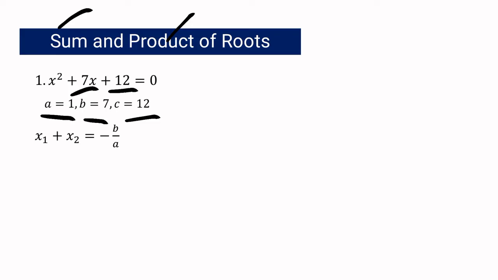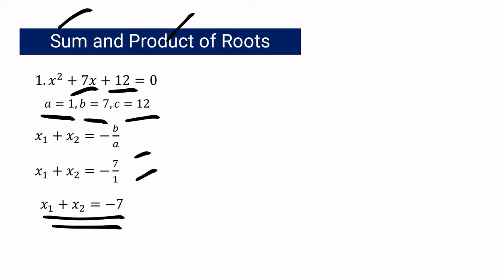Using these coefficients, to get the sum, you have negative the value of b is 7 and the value of a is 1. So if we get the sum, that will be equal to negative 7.